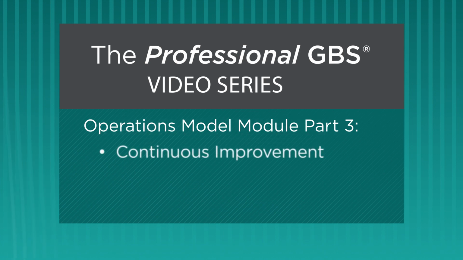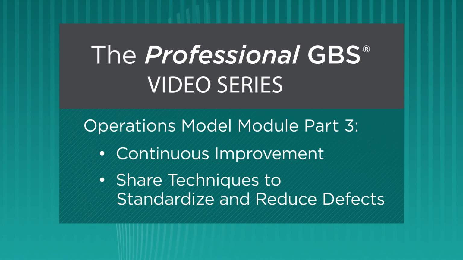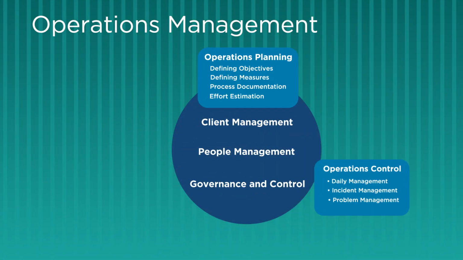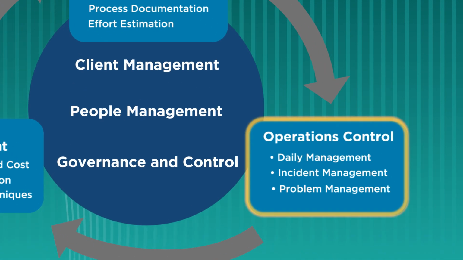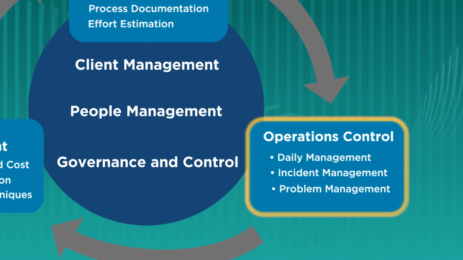In this session, we will cover Part 1 of continuous improvement and share techniques to standardize and reduce defects. We've done our planning by defining our objectives, measures, and documented our processes. Next, we've focused on operational control by adopting good daily management practices and ensuring the best approaches are in place for incident and problem management.